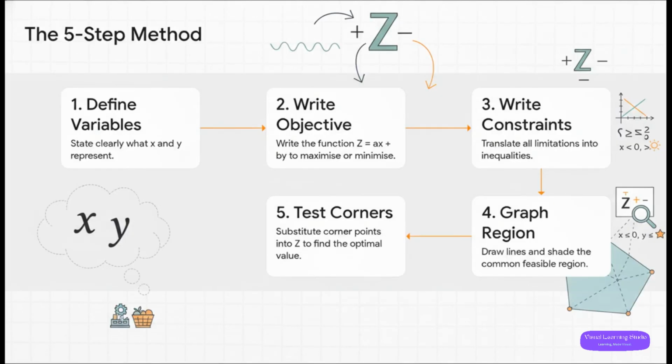Step 1, define your variables. You gotta know what x and y are. Second is the objective function. Basically, what's the goal you're trying to max out or minimize? Third, you write your constraints. These are the rules of the game, written as inequalities.